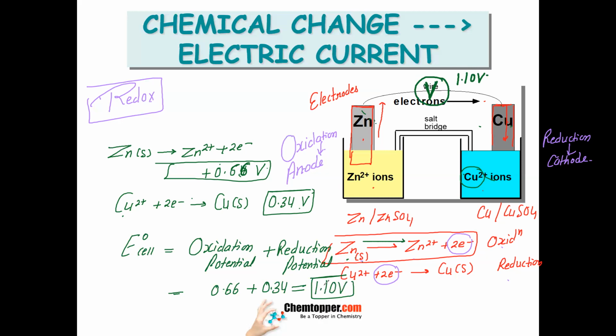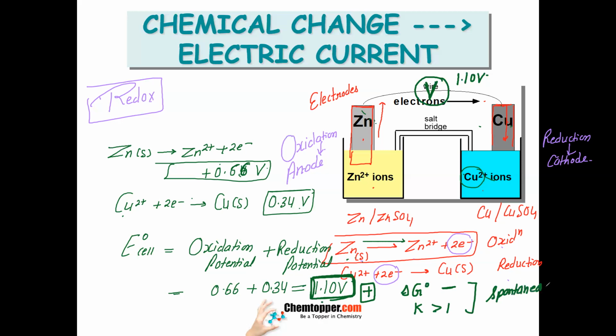Okay. Are we clear about it? Can you see this cell potential? Is it positive or negative? It is positive. E naught cell is positive. Delta G naught is negative. K is greater than 1. It is a spontaneous reaction.